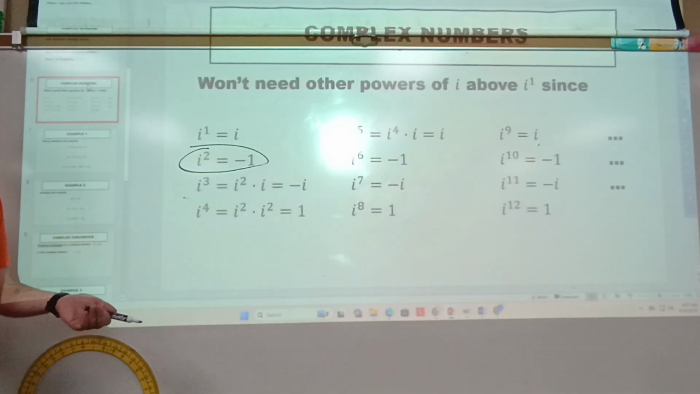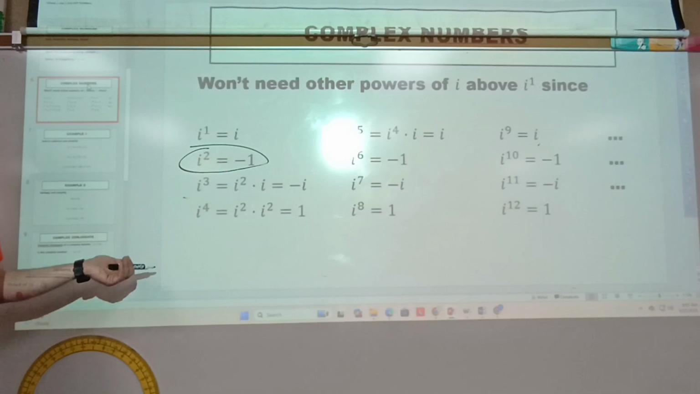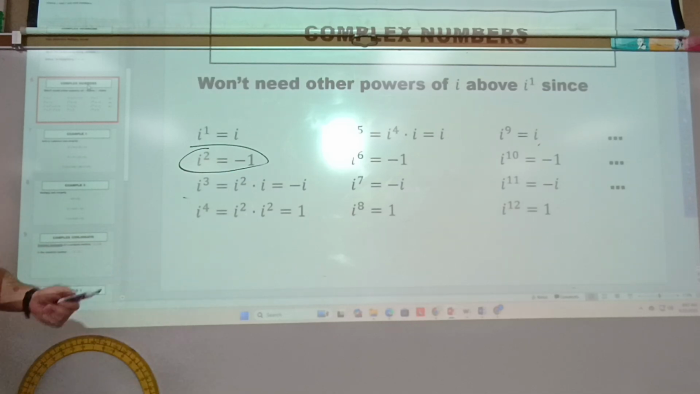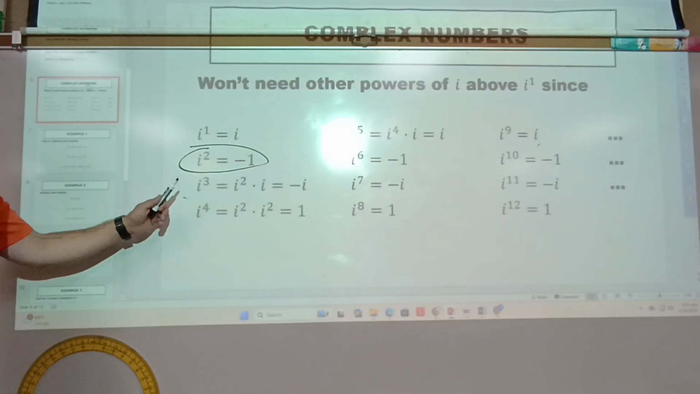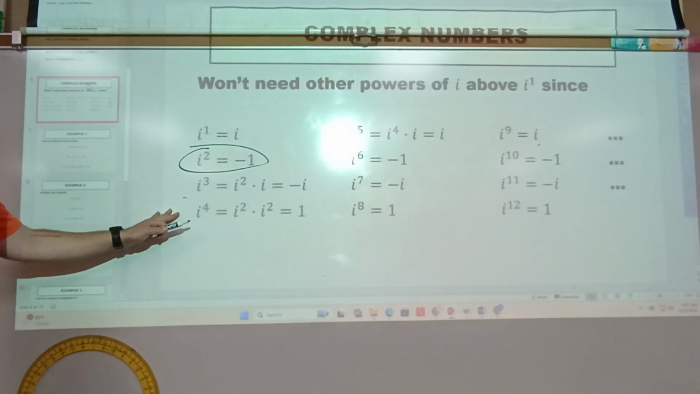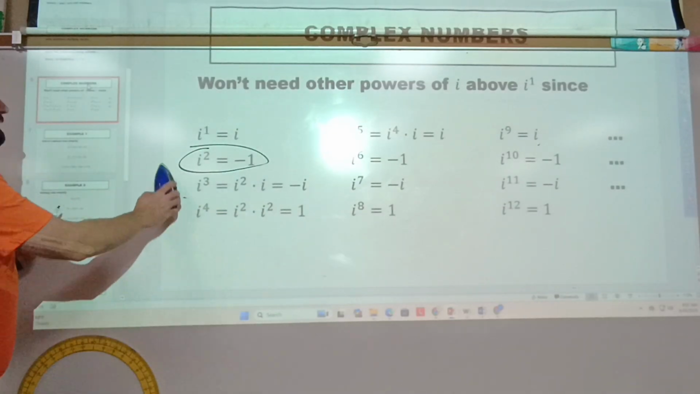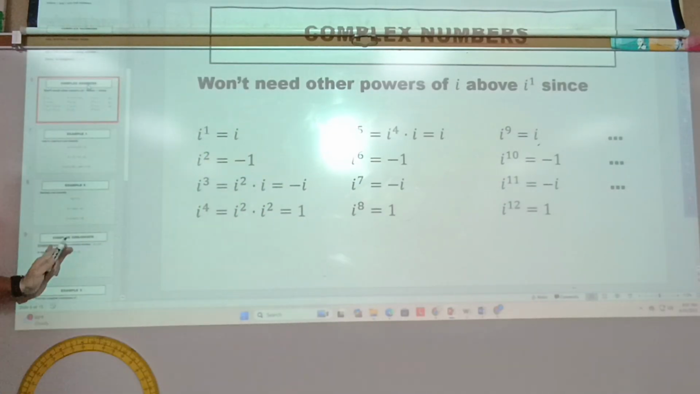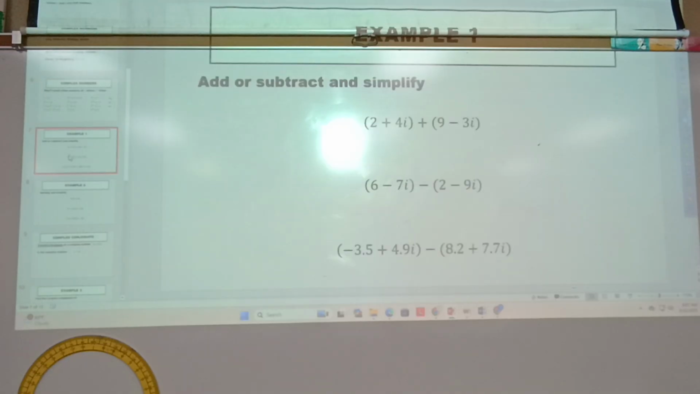Sometimes on the old SAT, I haven't seen it lately, they'll be like, what's i to the 48th power? And to do that, what you would do is you just go 48 divided by 4 is what? 12. So equal amount, and it'd be 1. I'll show you guys that later. Now is not the day for that.